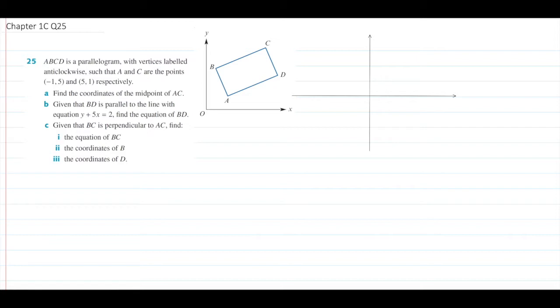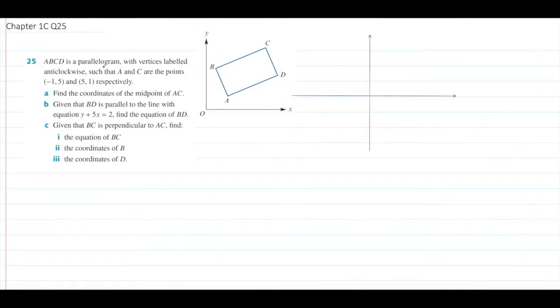Today we'll be going through a tutorial video answering Chapter 1C, Question 25. This is the last question of your subtopic on geometry using linear lines, and it is a highly requested question from my previous years of experience. So without further ado, let's get into the question.